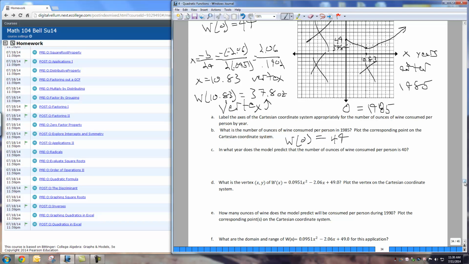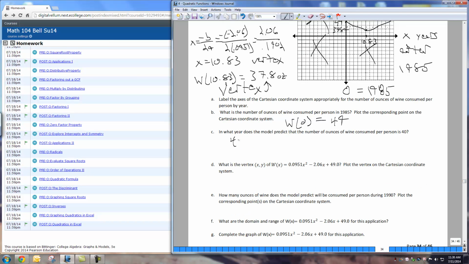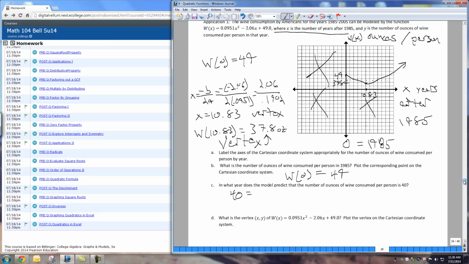where you simply set the function equal to 40. So you go 40 equals our function 0.0951x squared minus 2.06x plus 49. Now I want to solve this for x using the quadratic formula, but I have to set it equal to 0. So I want to subtract 40 from both sides. So 49 minus 40 is 9. So over here it ends up with 9. And over here we just have 0.